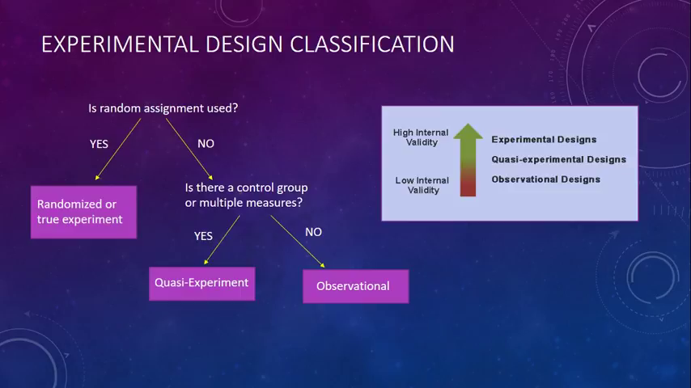If you can't randomly assign groups, then you have to ask yourself if you have a control group or if you have multiple measures of the dependent variable. By the dependent variable, I mean your outcomes, the data that you're collecting. If the answer is yes, then you have a quasi-experiment. If not, then you have an observational study.